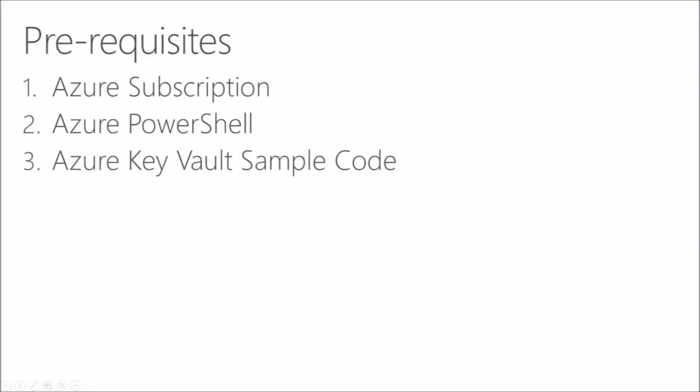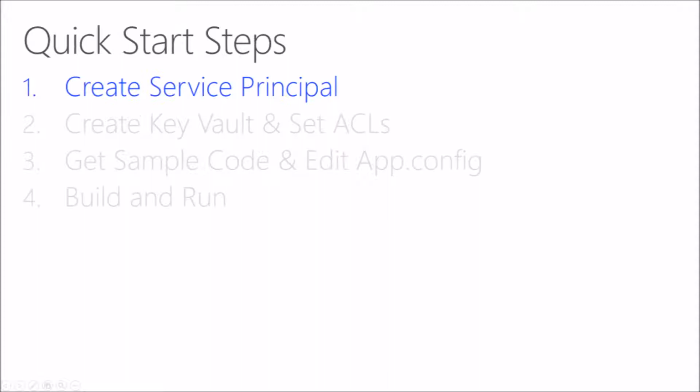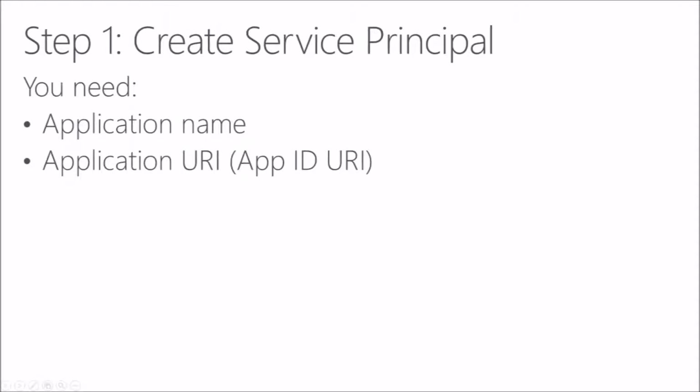To build our first application, you will need a few things: Azure subscription, Azure PowerShell, and Azure KeyVault sample code. Here are the 4 easy steps to get to our first Hello KeyVault application. First, create a service principal. For this step, you need application name and application URI.